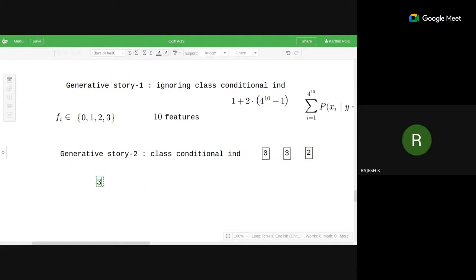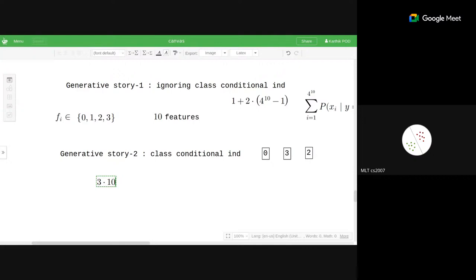Now, should we do 3 power 10 or should we do 3 into 10? I think we should do 3 into 10, right? Because they are anyway independent. You have 10 dice, and you have to treat each of them as independent of each other. That's the whole idea of class conditional independence, right? So you have 3 parameters for the first dice, and then likewise for all the 10 dice. So 3 into 10.